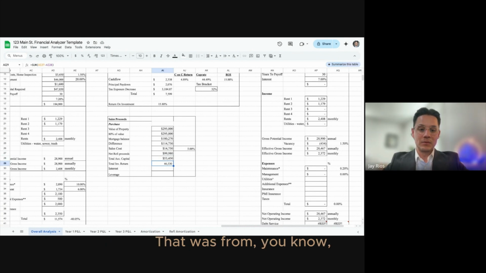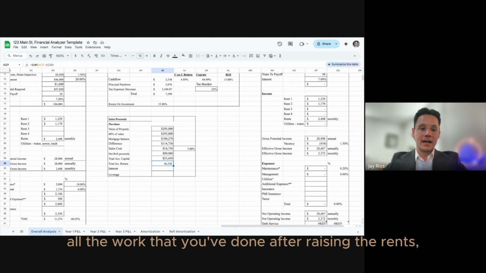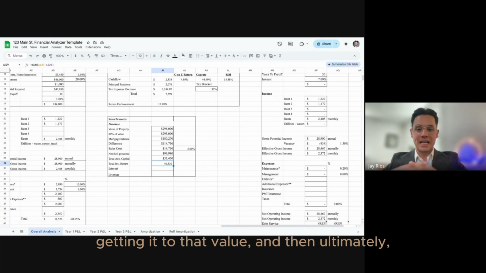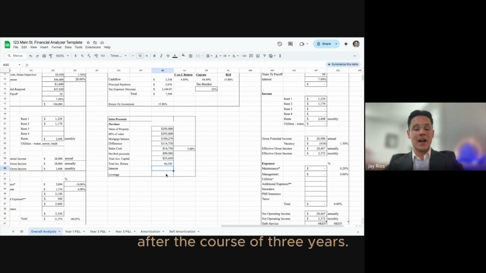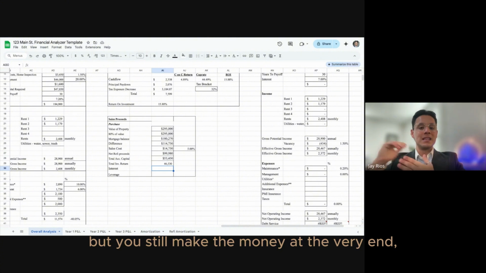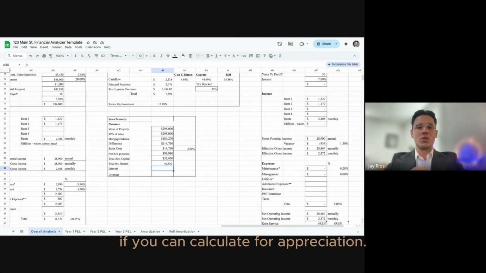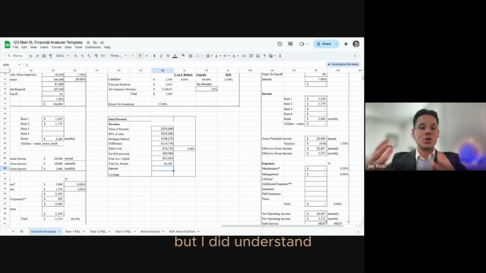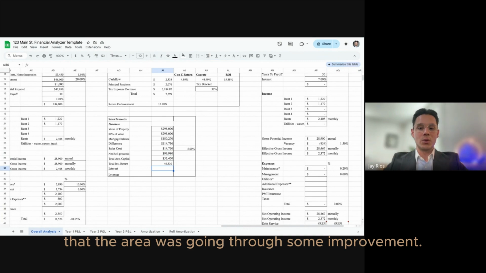That was from all the work that you've done after raising the rents, getting it to that value, and then ultimately selling it and profiting from the equity after the course of 3 years. It's not great cash flow at the beginning, but you still make the money at the very end if you can calculate for appreciation. That is not always encouraged either. Again, this is not investment advice, but I did understand that the area was going through some improvement.